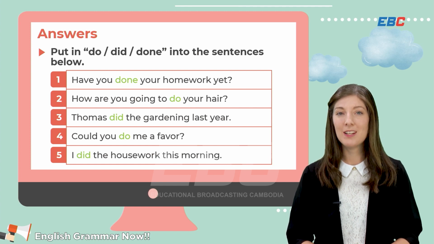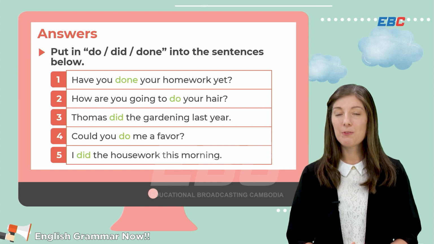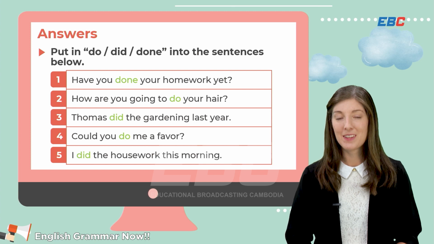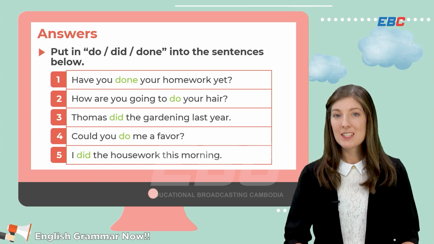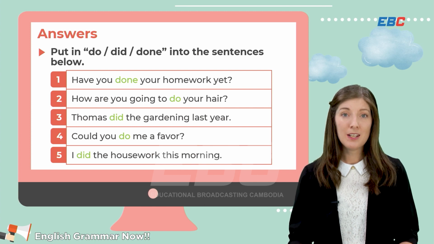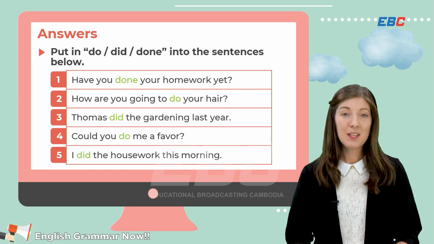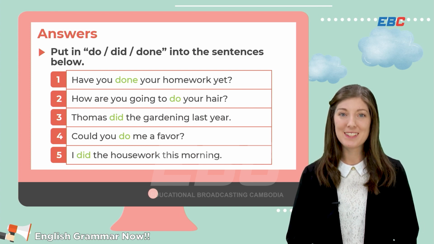Number 4, could you do me a favor? And number 5, I did the housework this morning. When we use do with different activities, some of them we just need to remember. There isn't always a rule or a category, but the verb to do is a very common one, so it's good for us to practice.